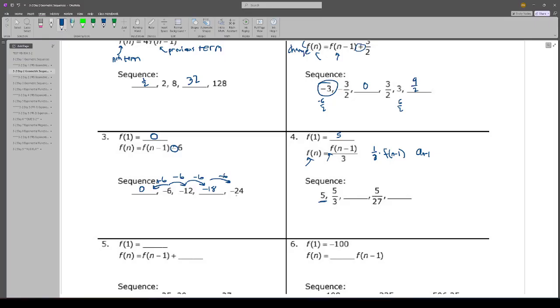So this is a great example of why we don't want to use decimals. So we have 5, then 5/3, and then to keep dividing by 3, we're basically just multiplying the denominator by 3. So we go 5 over 9, because 3 times 3 is 9. 9 times 3 is 27. And then finally, 3 times 27 is 81. So we get 5/81 as our fifth term.